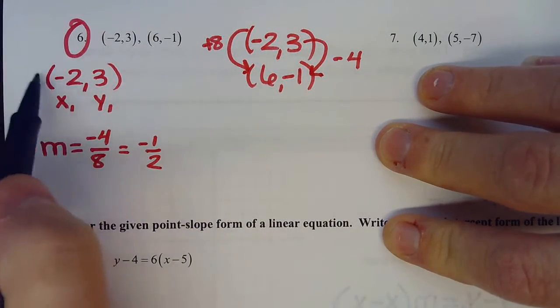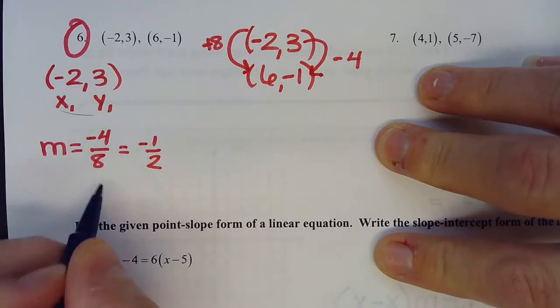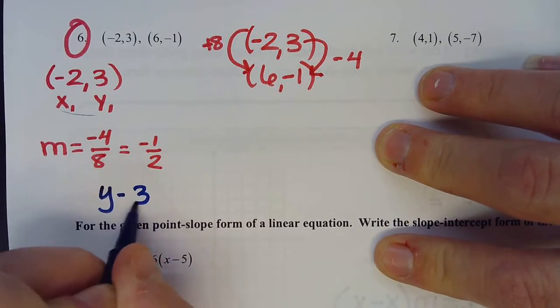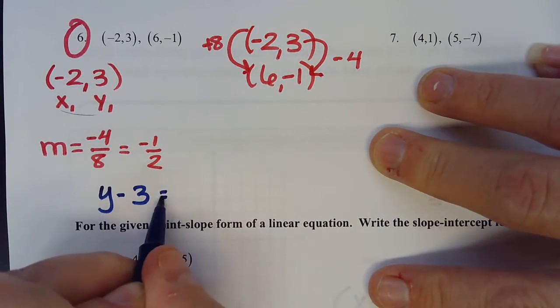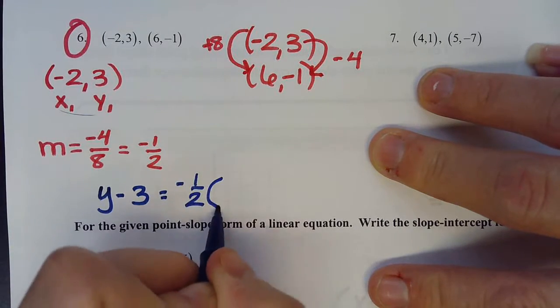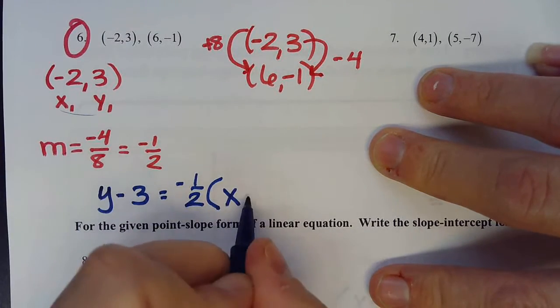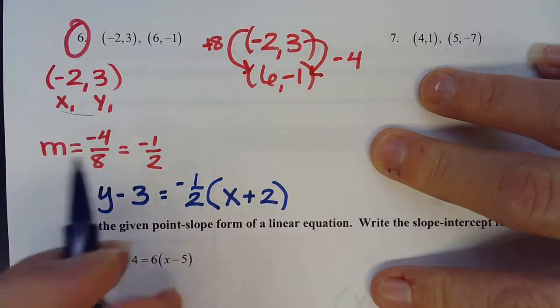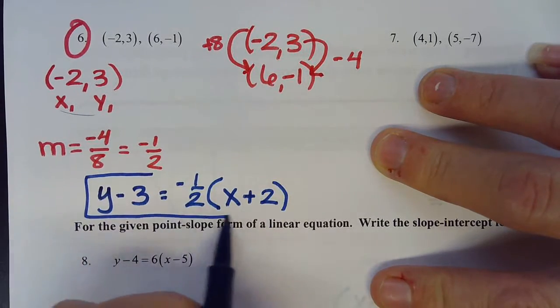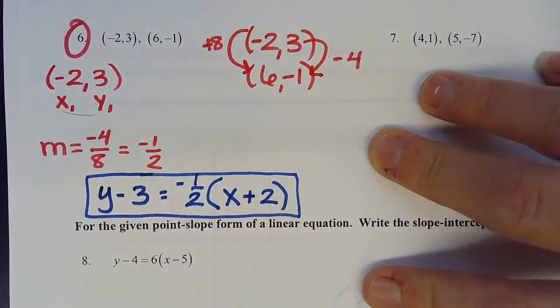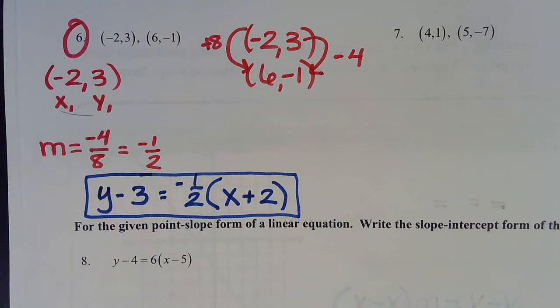So now I have my point. I have my slope. So I'm going to do y minus y1, y minus 3, equals m, and then x minus -2. I'm going to skip that step because if I have minus a negative, it changes into a positive. Any questions there? Do you need to see another one? Or are we good?